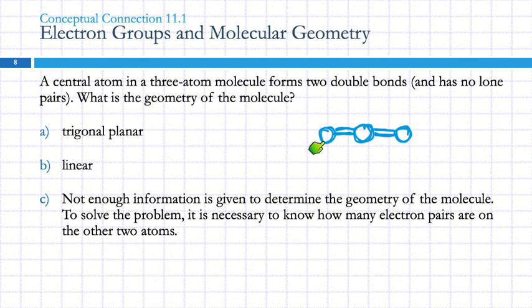They're actually 2 double bonds, and you can draw that very well. So here's our atoms, 1, 2, 3. 3 atoms, 2 double bonds. Linear.